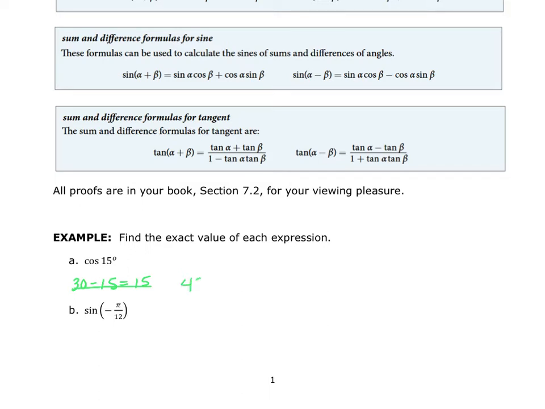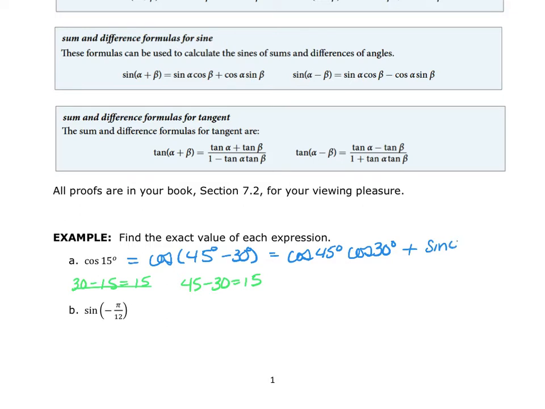But I do know that 45 minus 30 gives me 15. So I can write the cosine of 15 degrees as the cosine of 45 degrees minus 30 degrees. This then allows me to use the cosine difference. So it is the cosine of 45 degrees multiplied by the cosine of 30 degrees, and it's the opposite sign. It's a subtraction of the angle, so I add here.